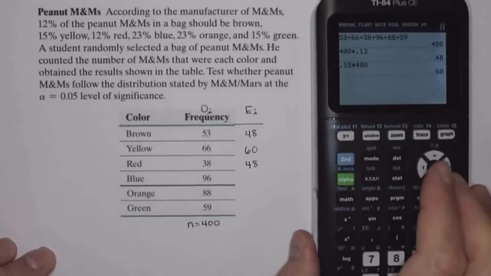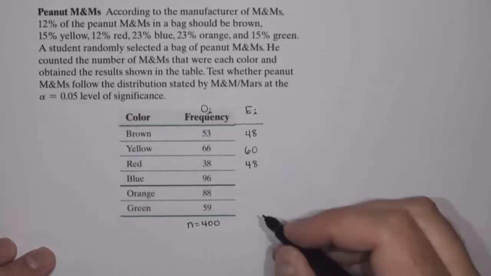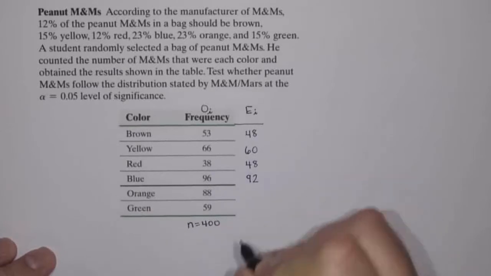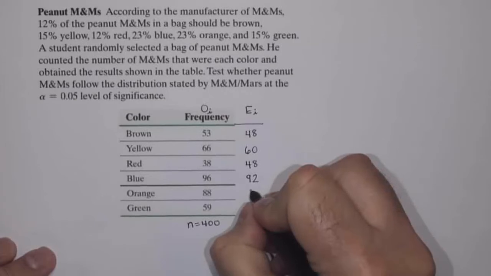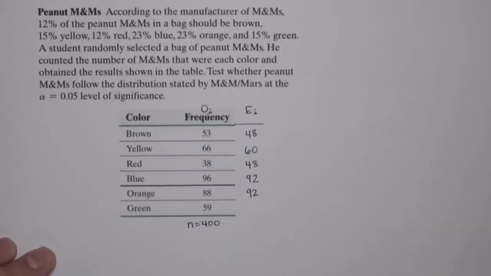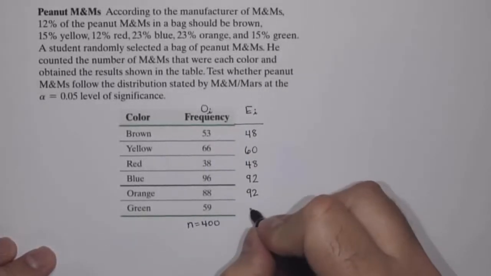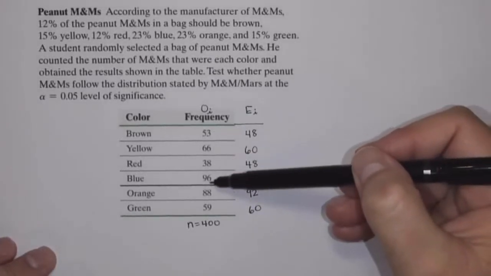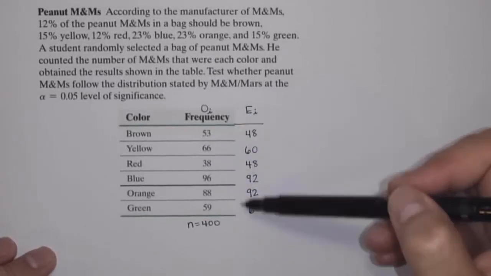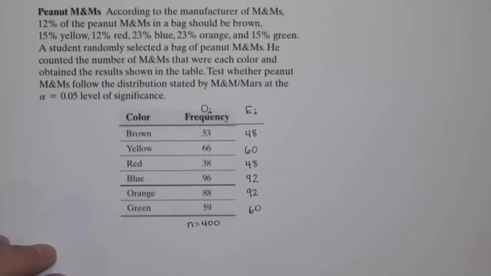Blue is supposed to be 23%. Well, 23% of 400 is 92. I would have expected 92 of the M&Ms to be blue. Orange is also 23%, so I would have expected 92 of the M&Ms to be orange, and green is 15%, so that would be 60 again, like yellow. So again, these are the expected values, these are the observed values, and we want to test to see whether M&Ms is following the distribution stated by M&M Mars.